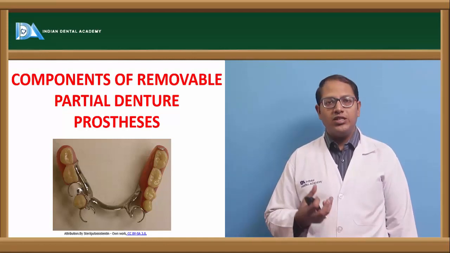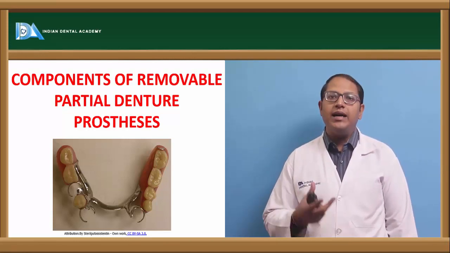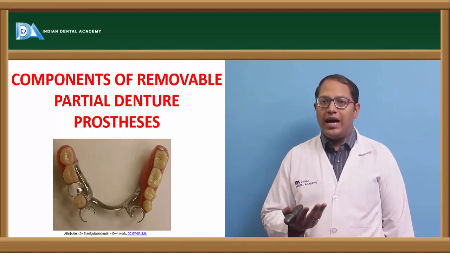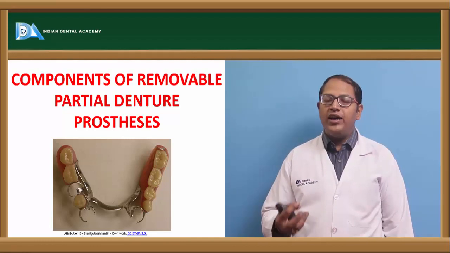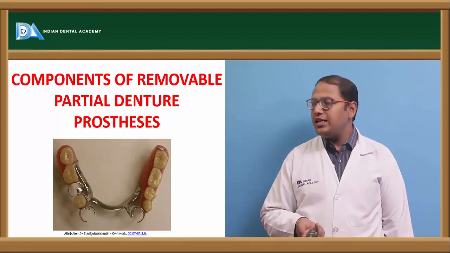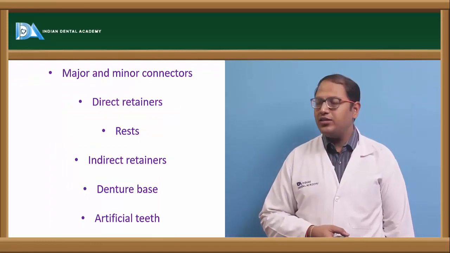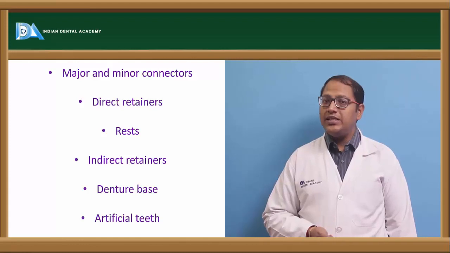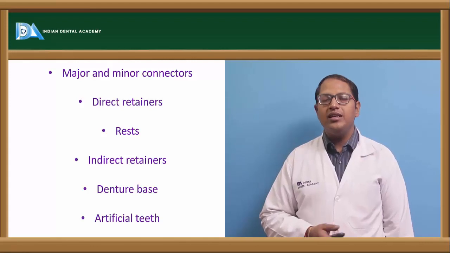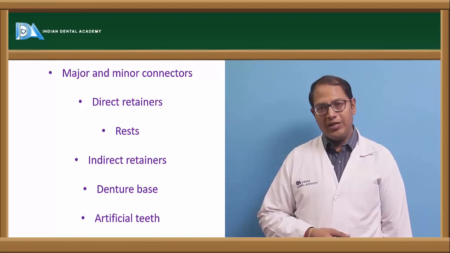So removable partial denture or cast partial denture has certain components by which it is made. Now we need to know for which case which components are suitable and indicated, where we are supposed to give those components, and for what condition of the patient. So let's see the different components of removable partial denture. Starting with major and minor connectors, we have direct retainers, rest seats, indirect retainers, denture bases, and the acrylic teeth or artificial teeth that serve the overall purpose of a removable partial denture.